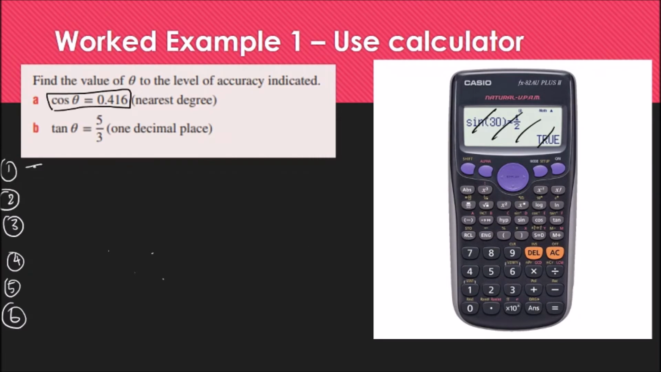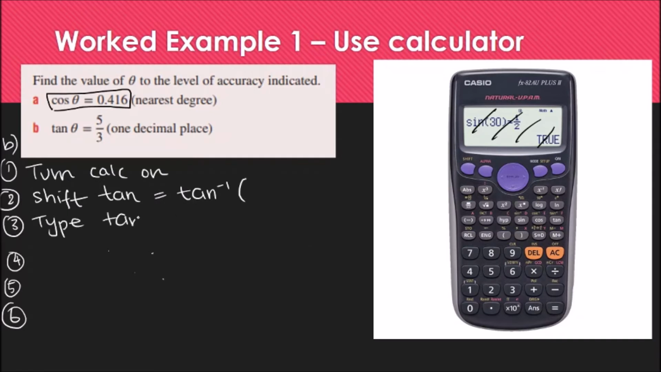So step 1, we're doing B now. So turn your calculator on. Now we're doing tan. So what you have to do is press shift. Shift is up here and you've got to find tan. They're all next to each other. So this one's tan. You want the negative 1 of tan to find the angle. So you write shift tan, and that will give you tan negative 1 open bracket. So now you need to type in tan negative 1 bracket 5 over 3.